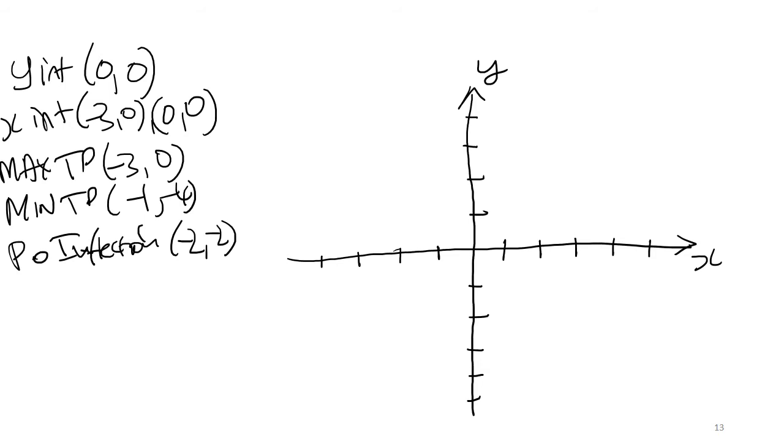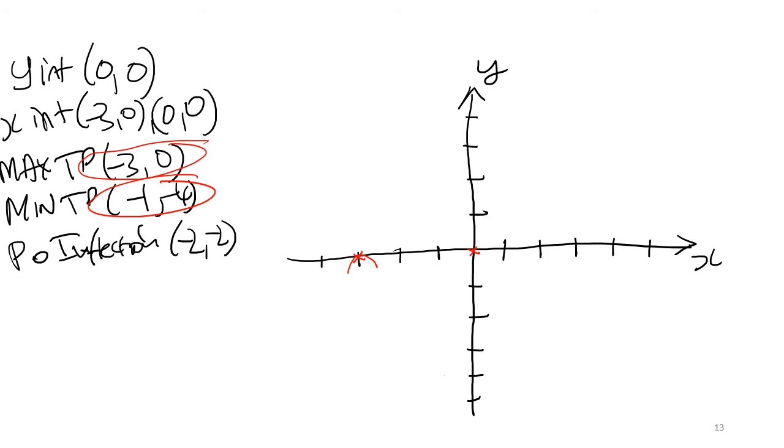So the y-intercept is at 0, 0, so we know it's going to cross here, at 0, 0. And we know the other x-intercept is at negative 3, 0, so it's going to cross here. But this point is also the maximum turning point, so the curve is going to look like this at this point, curving down, concaving down. We also know the minimum turning point is at negative 1, negative 4, around there. And at this point it's going to be concaving up.